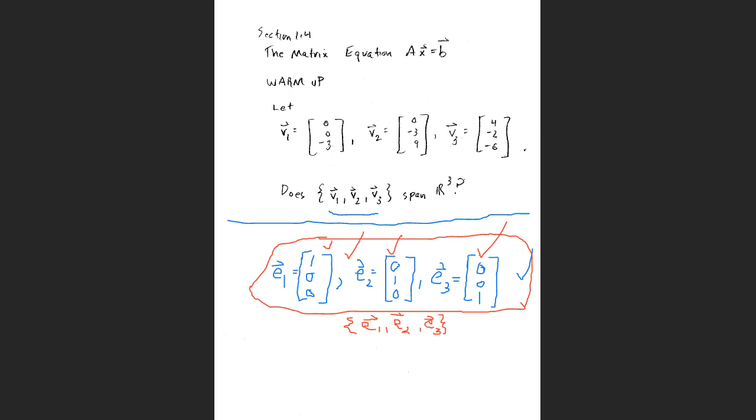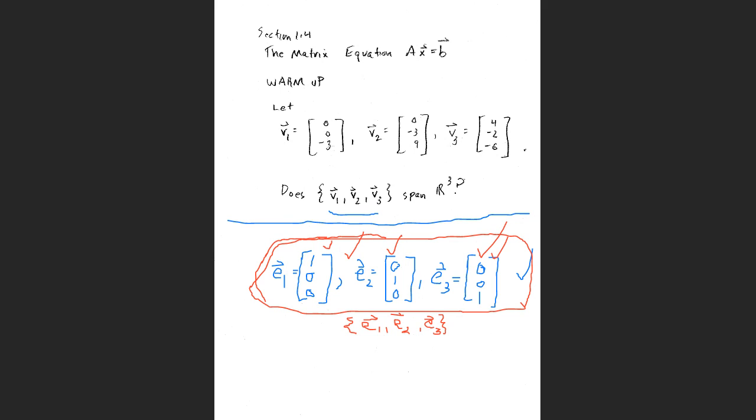For instance, the vector 1, 2, 3 would equal 1 times E1 plus 2 times E2 plus 3 times E3. Any vector in R cubed can be written as a linear combination of the vectors E1, E2, and E3, and so that set does span R cubed. In fact, it's called the standard basis for R cubed. The reason they use this so often is because it's a very easy basis to work with. But remember, it's not the only basis for R cubed.